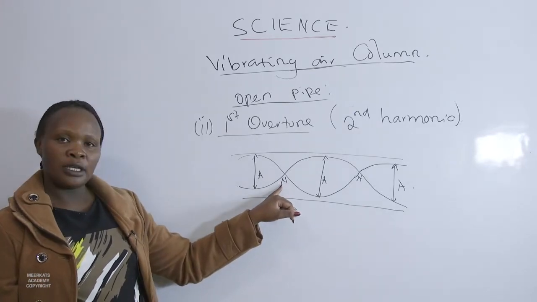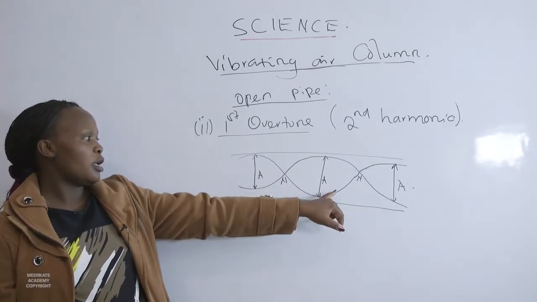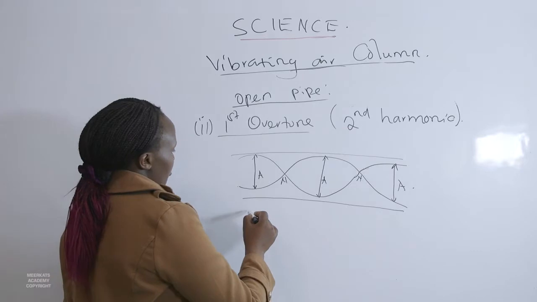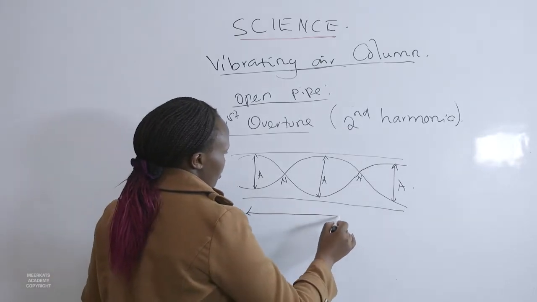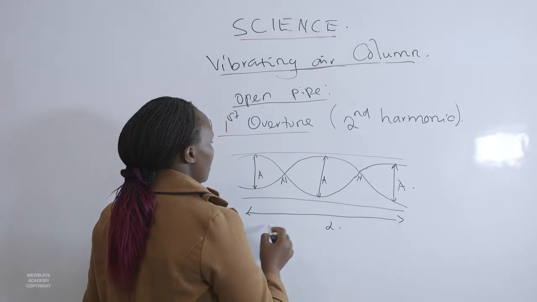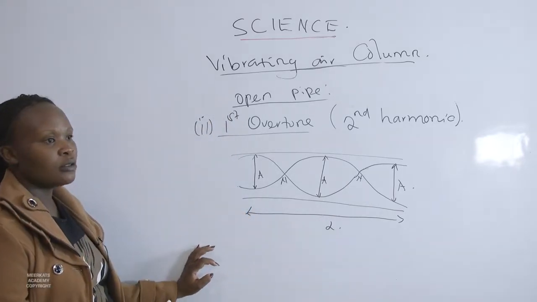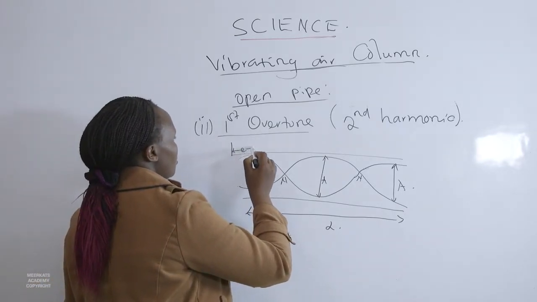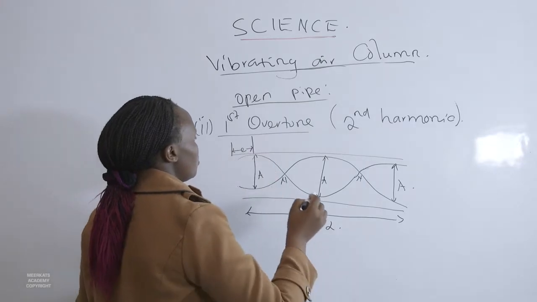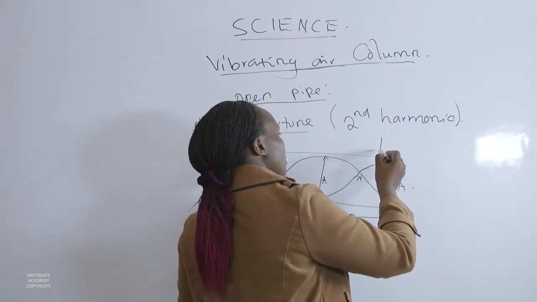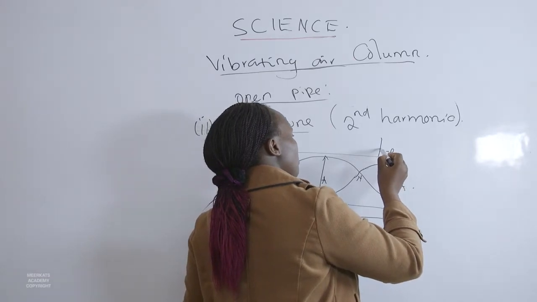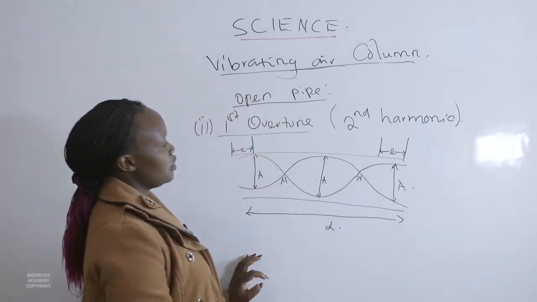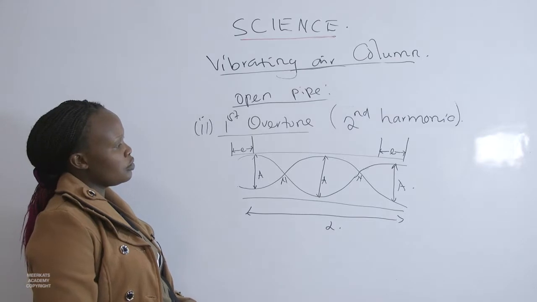The node is the point of zero displacement. The antinode has maximum displacement of air. Remember that this full length is actually L, but because we achieve the antinode before we get to the end, we always introduce an end correction E. On the other end, we correct it also and introduce that end correction E.